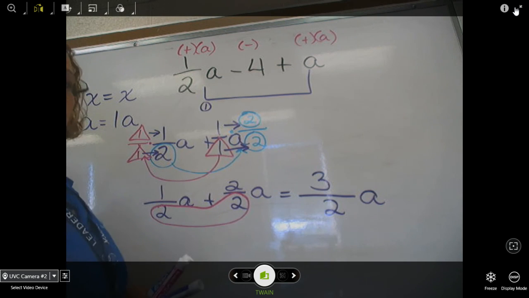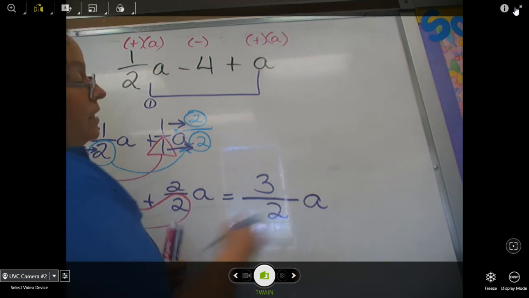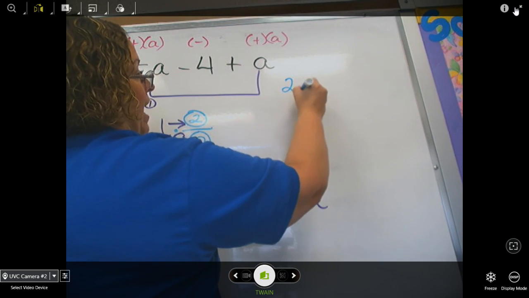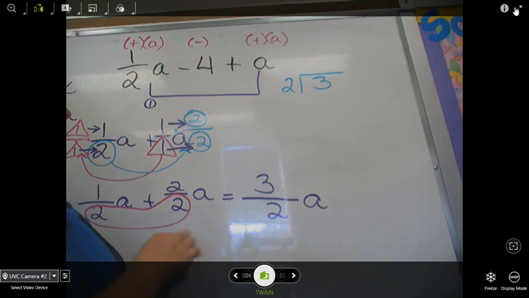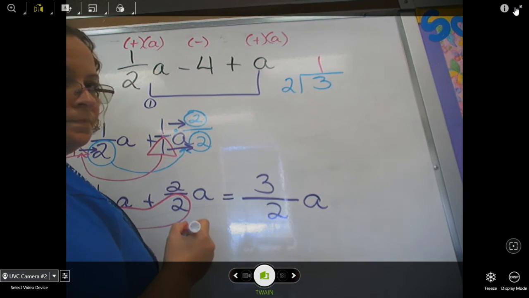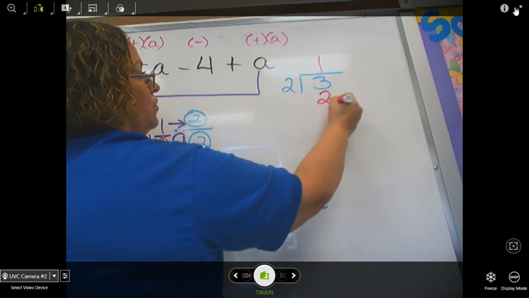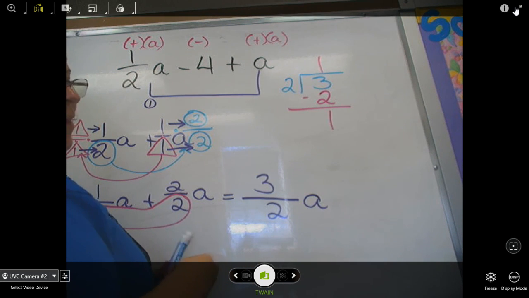This is where some of us still had issues even on our 6 weeks test. Okay, so remember, we divide. So 2 goes into 3. How many times does 2 go into 3? Goes 1 time. 2 times 1 is 2. Have 1 left over. But remember, we're not talking in remainders anymore.